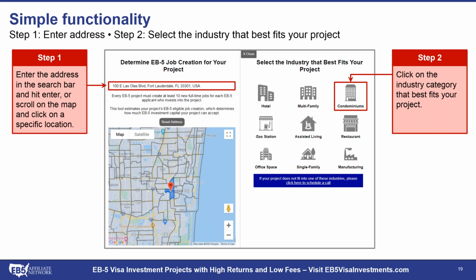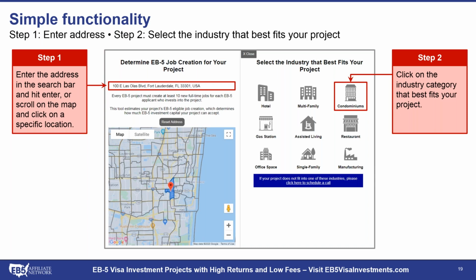Then the second step is determining which industry category best fits your project. The job multipliers, again, are going to vary by category as well, right? So if you're building condos versus a restaurant versus single family homes, the job numbers are going to be slightly different. And so we've broken them out into these 9 fairly encompassing categories for you to pick as the second step once you've determined geographically where the project is going to be located. So then once these are, go ahead, Mike.